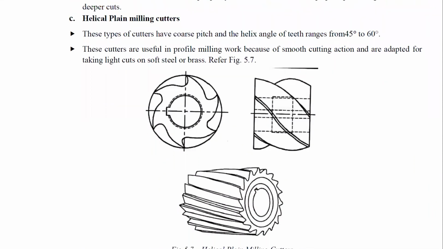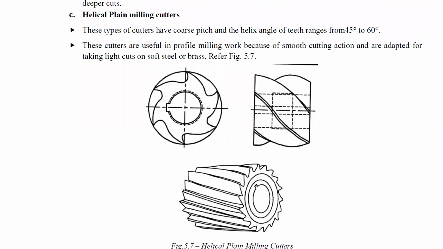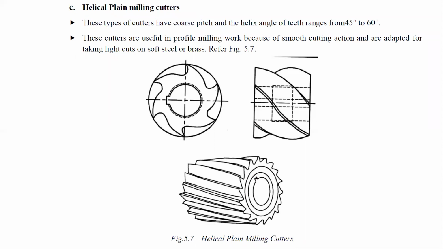These types of cutters have a coarse pitch and the helix angle of the teeth ranges from 45 to 60 degrees. These cutters are useful in profile milling work because of smooth cutting action and are adapted for taking light cuts on soft steel or brass material.